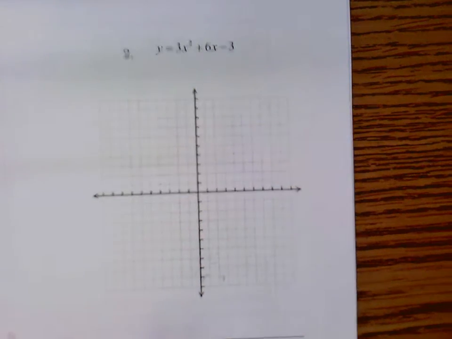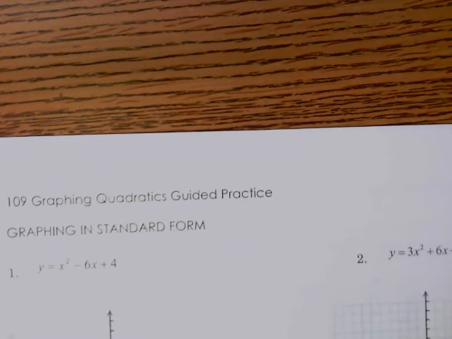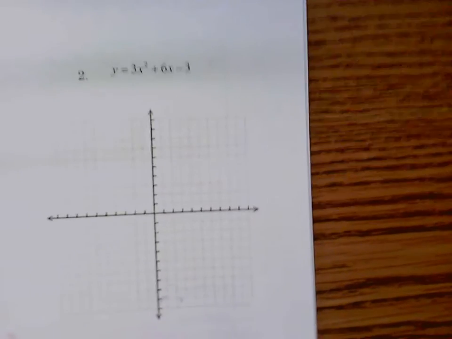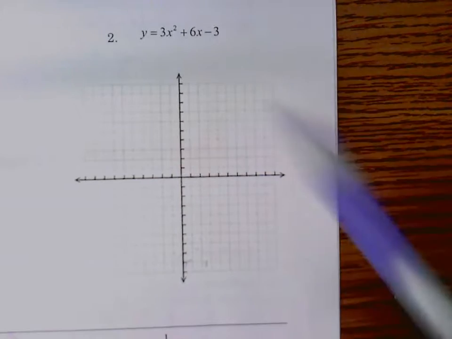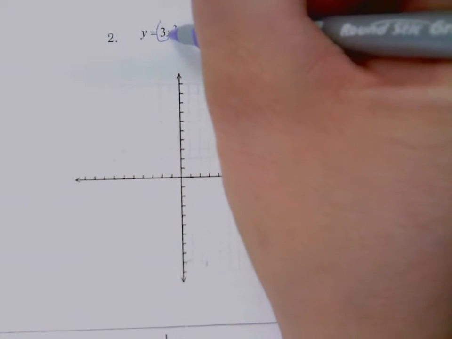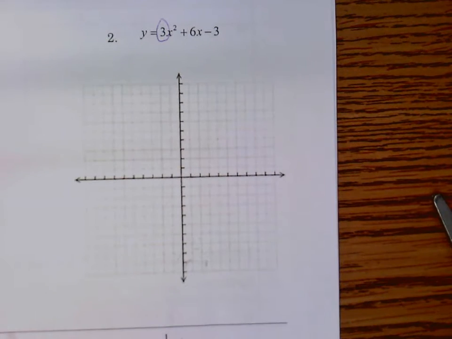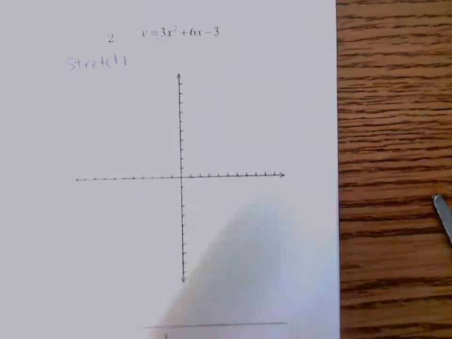So this is 109, Graphing Quadratics, Guided Practice. We're going to start doing number 2 together. So your first step is to look at the A value. What does the A value of 3 tell you about the graph? It tells you 2 things. It's stretched, and what else? Is it going to be concave up or down?